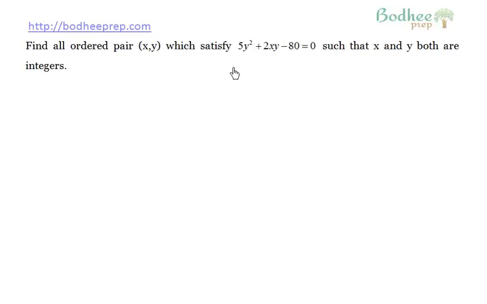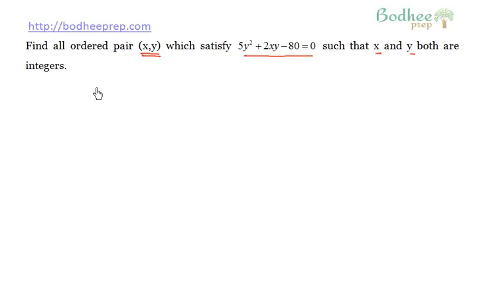Now let's take another question. It says that we have to find all the ordered pairs (x, y) such that they satisfy this equation, and both the values of x and y have to be integers. I'll rate this question as difficult compared to the kind of questions which appear in CAT.